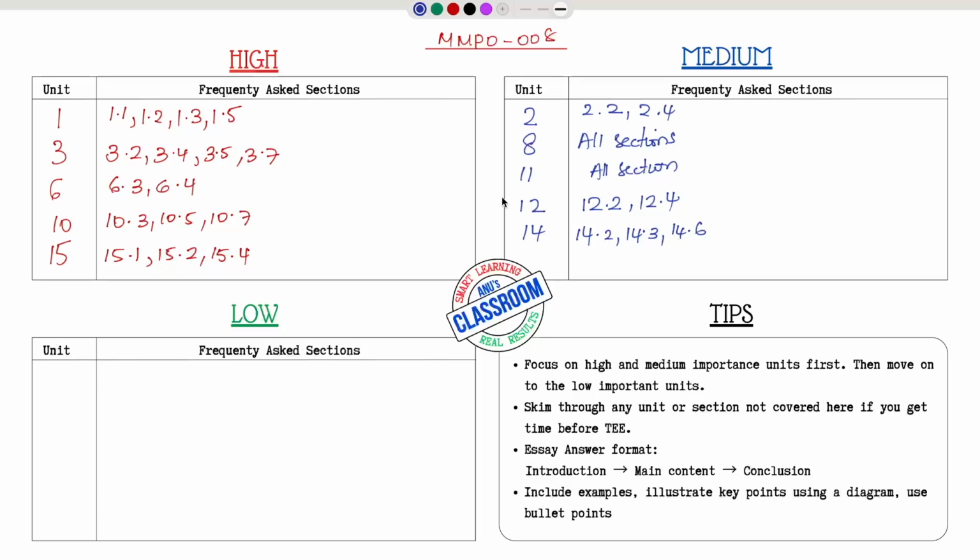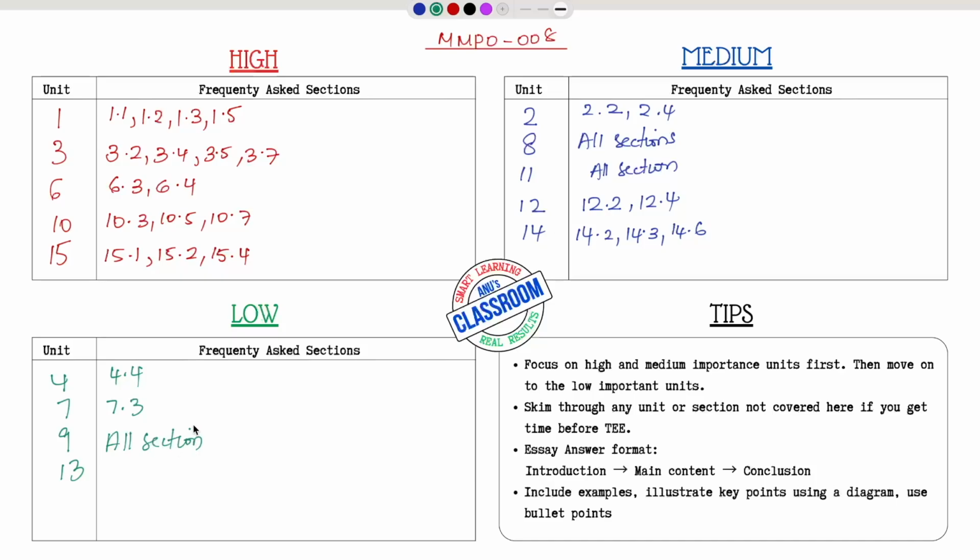Okay. Now coming to the low priority units, these include units 4, 7, 9, and 13. From Unit 4, mostly questions were from the 4.4 section. From Unit 7, they were from 7.3. But Unit 9, documentation and global logistics, all sections are important.